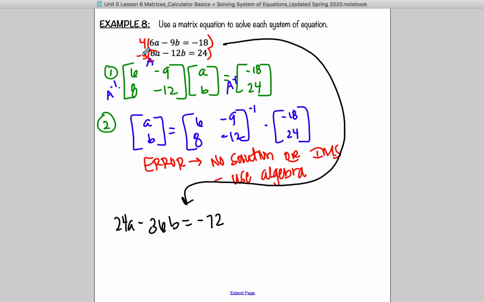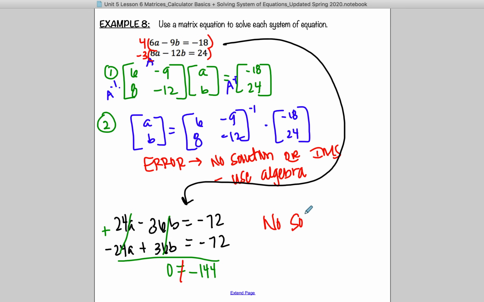Now I'm taking my whole next equation times negative 3. So I got negative 24a plus 36b equals negative 72. And remember, when we do elimination, we add. My a's cancel and my b's cancel. So I have 0 on the left-hand side equals negative 72 plus a negative 72, negative 144. So is this a true statement? No. So if it's not true, remember this is a no solution.